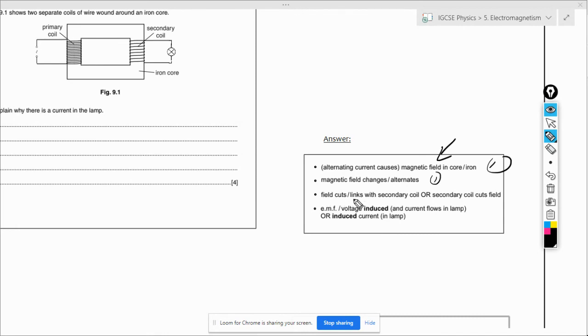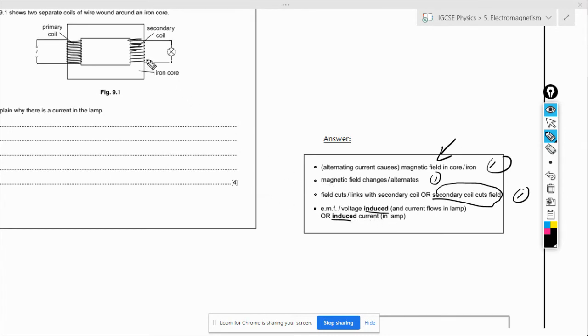So the field cuts, or the field links with a secondary coil, or the secondary coil cuts the field lines. So that magnetic field is focused into the secondary coil. This secondary coil is cutting the magnetic field lines, and that induces, so see how that's bolded, the word induce? You have to use that word.